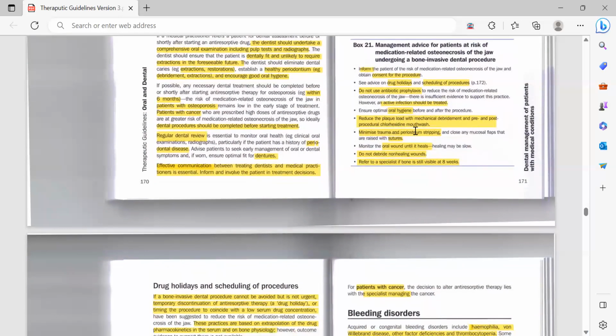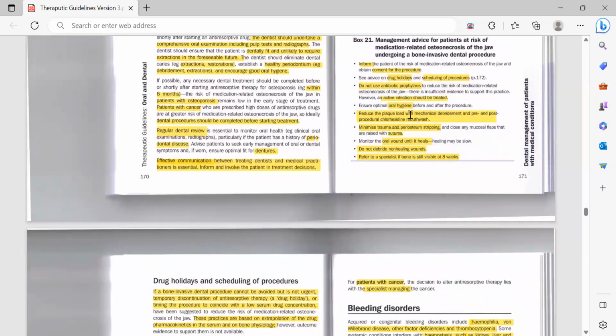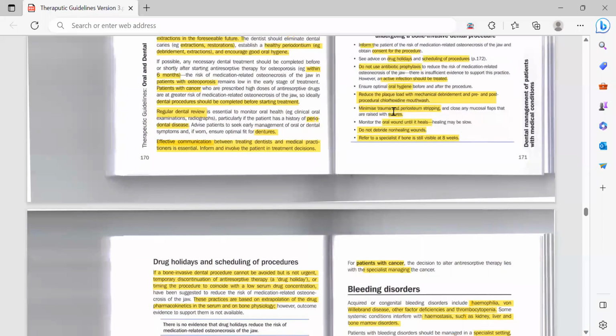Reduce the plaque load with mechanical debridement and pre- and post-procedural chlorhexidine mouthwash. That would help in removing the plaque load and would help in good healing. Try to minimize trauma and periosteum stripping during the treatment, during the extraction, and also place sutures.